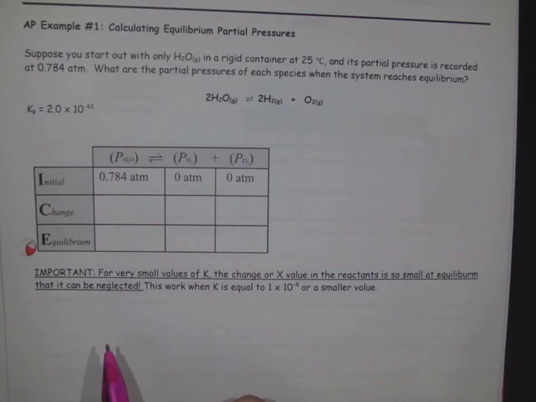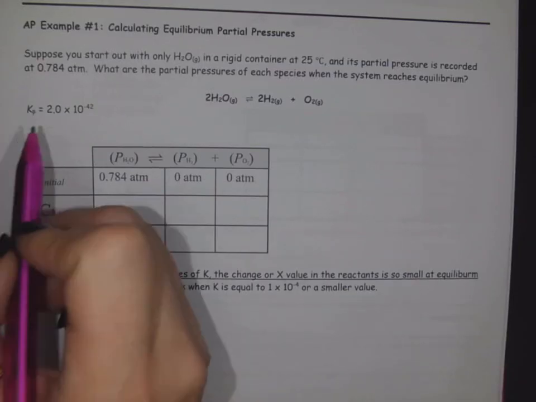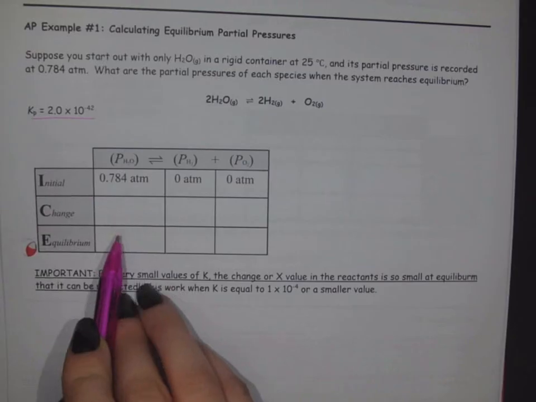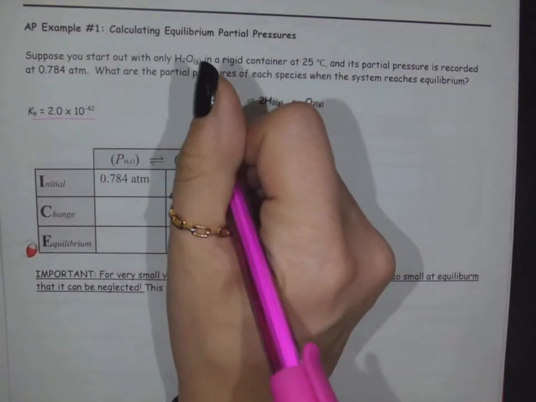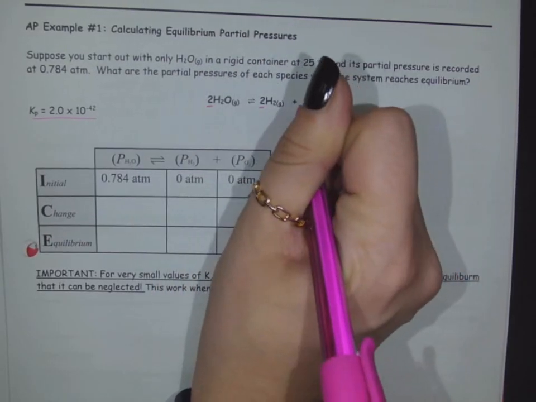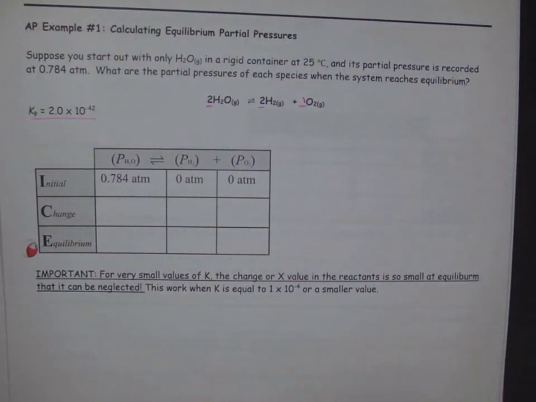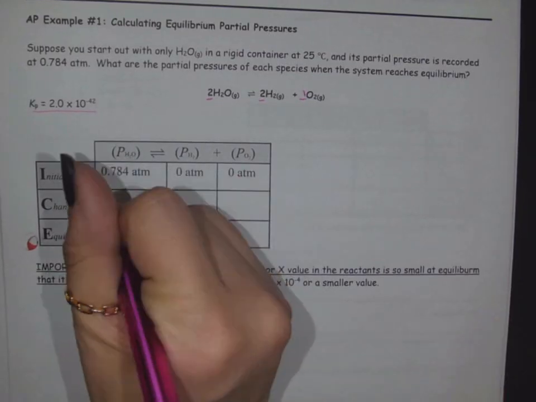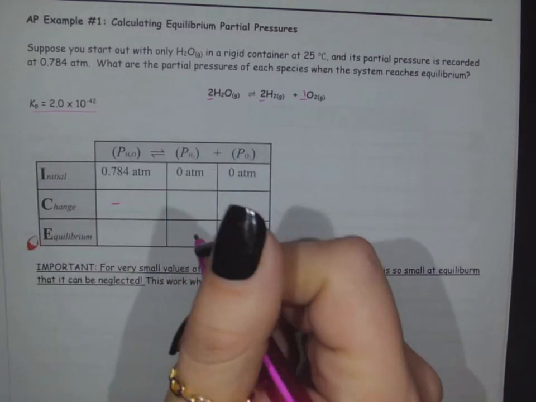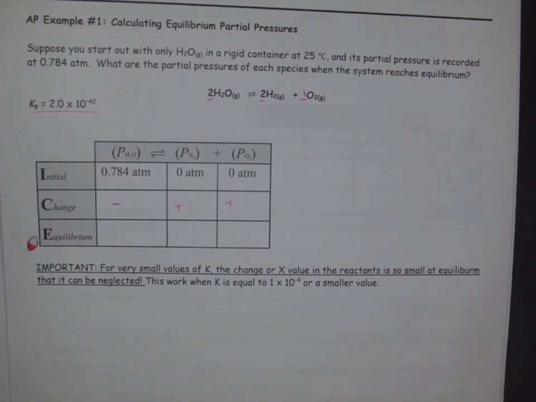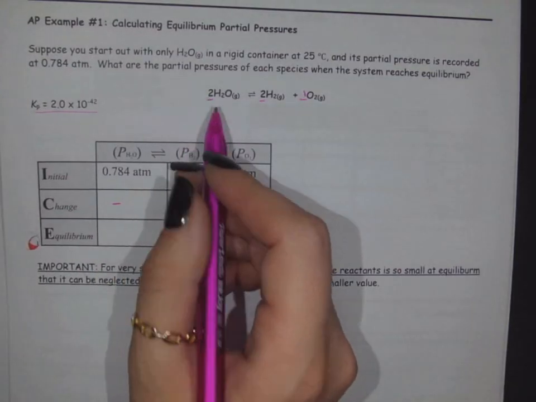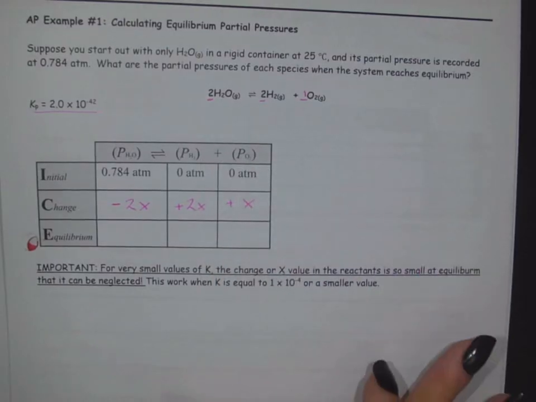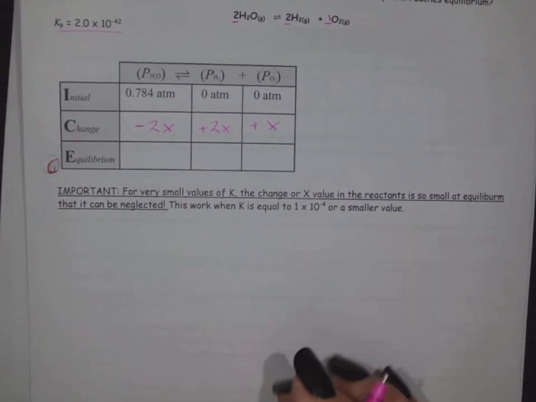What are the partial pressures of each species when the system reaches equilibrium? And we're given a Kp value. Great. So we have initial, change, equilibrium. Similar to our BCCA table, we're going to use the coefficients to state the change that's going to occur. For reactants we're still doing minus, for products we're going to do plus. So we're going to lose reactants and we're going to make products, and the ratio is the coefficient. So this would be minus 2x, then plus 2x, and then plus 1x, or x.